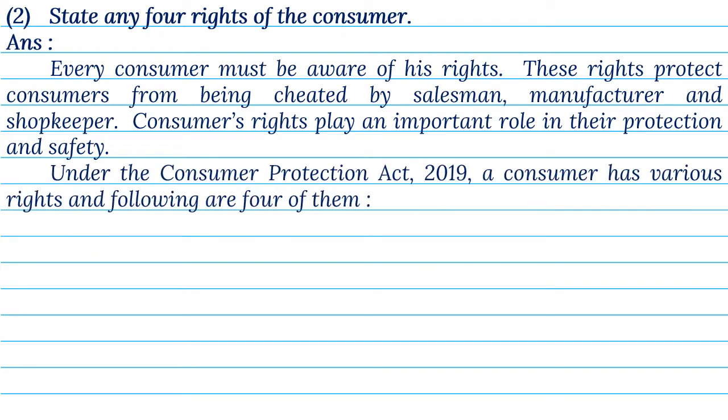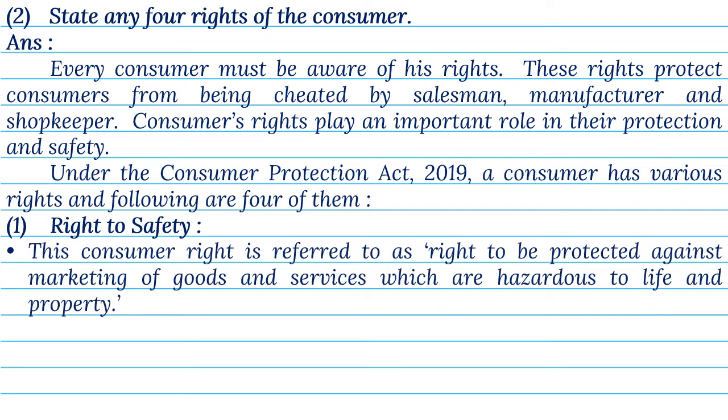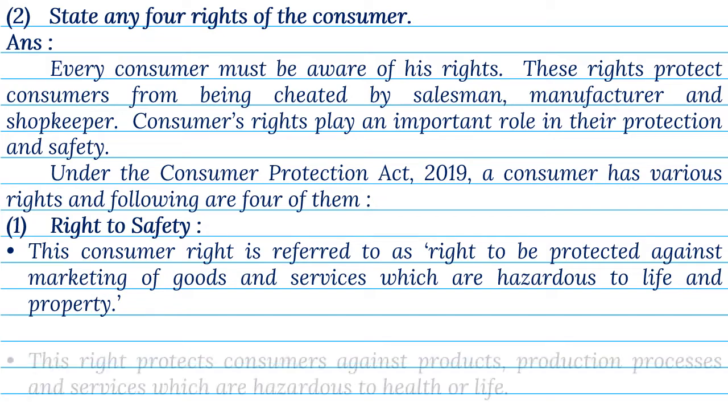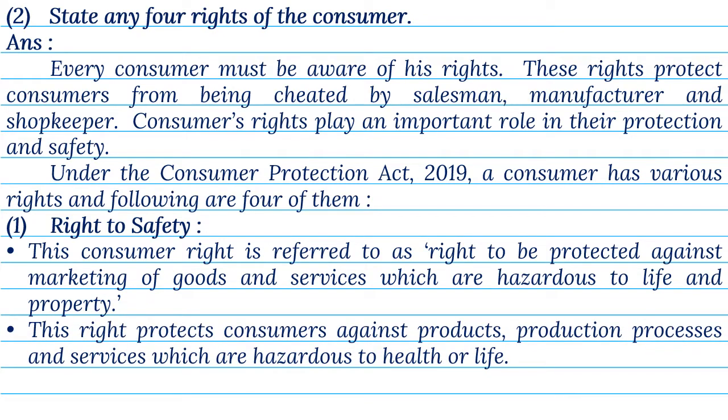Under the Consumer Protection Act, 2019, a consumer has various rights, and following are 4 of them. 1. Right to safety. This consumer right is referred to as right to be protected against marketing of goods and services which are hazardous to life and property. This right protects consumers against products, production processes and services which are hazardous to health or life.